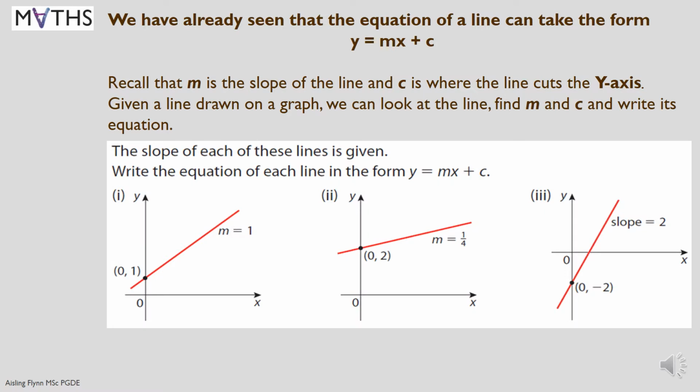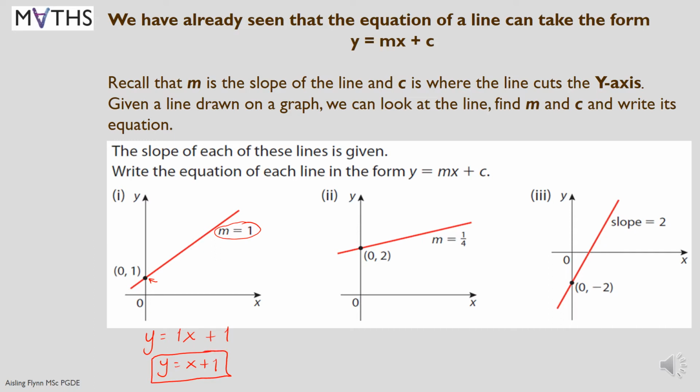So the slope of each of these lines is given. Write the equation of each line in the form of y equals mx plus c. Okay, so let's look at the first one. M is 1, and c, where does it cut the y-axis? At 1. So we can simply write y equals 1 times x, so that's mx plus c, or more simply y equals x plus 1.